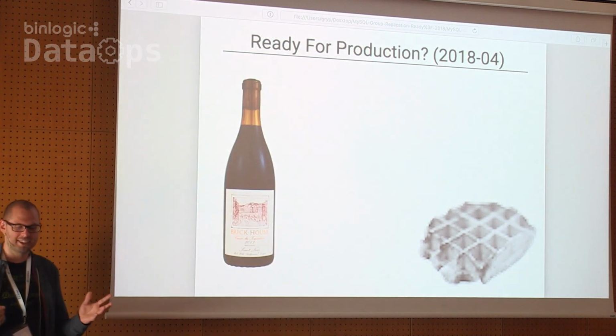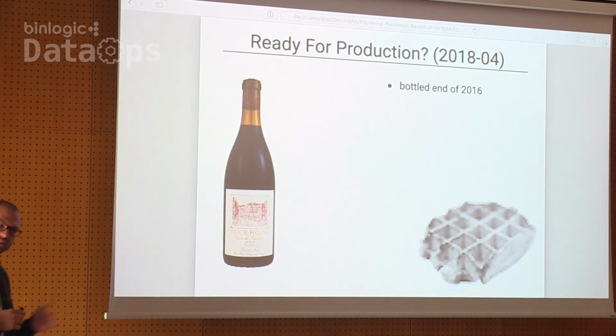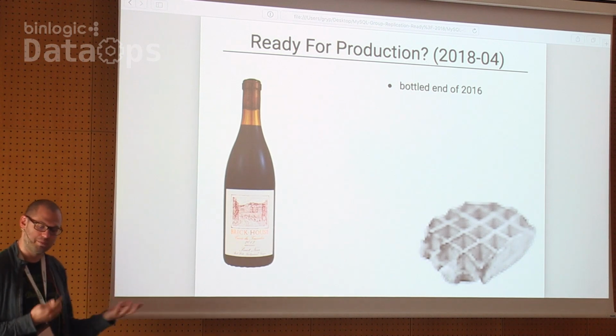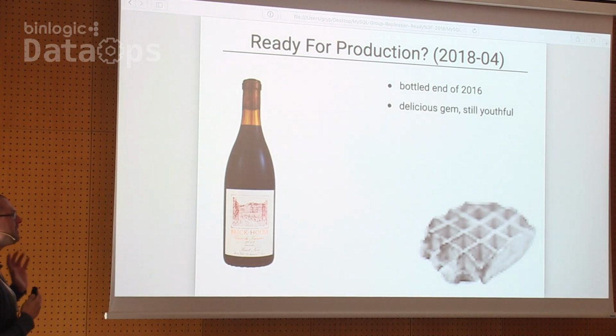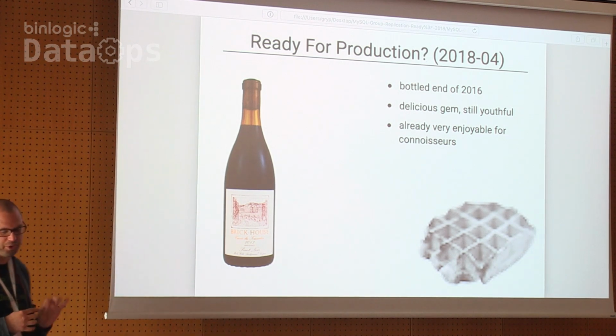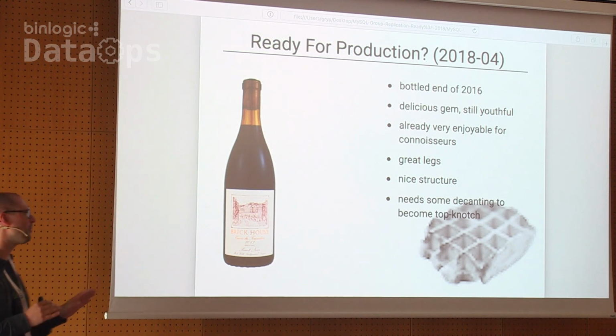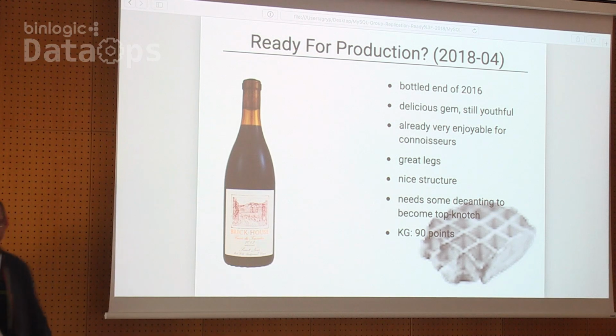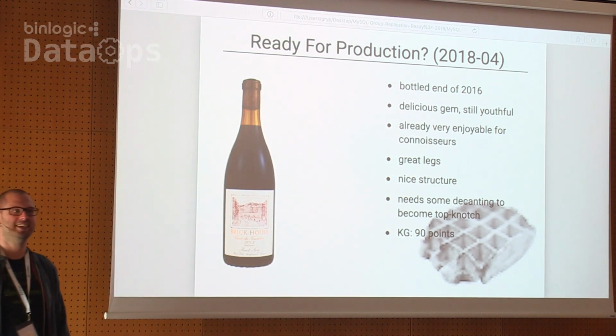Just to summarize a little bit, it was bottled at the end of 2016. So if I compare it to wine, it has a delicious jam, still youthful. It's very enjoyable for connoisseurs, has great legs, nice structure, but it needs some more decanting and aging before I would recommend to use it. And this is my score, 90 points. Thank you. Any questions? Or do we have no time?